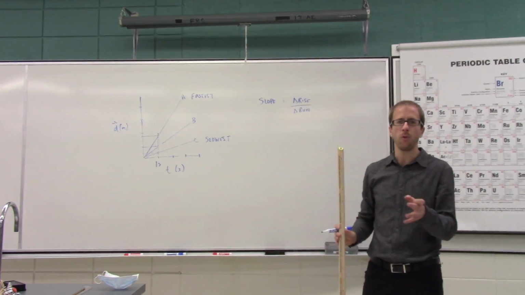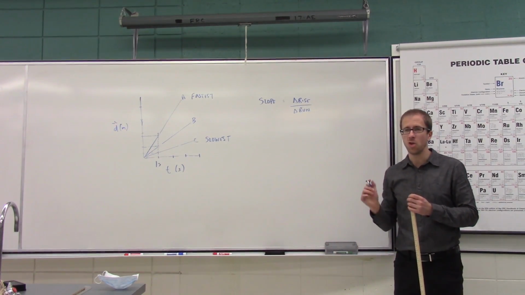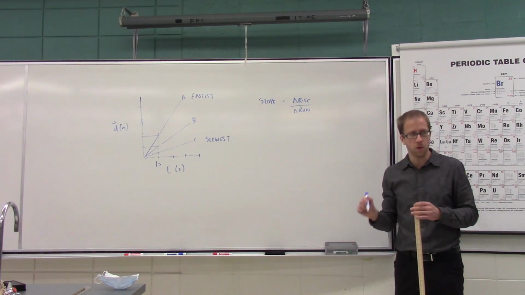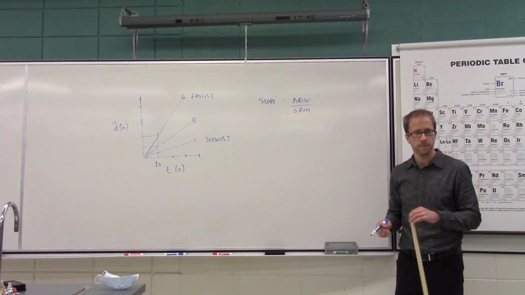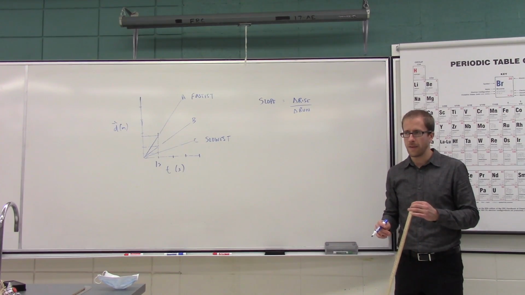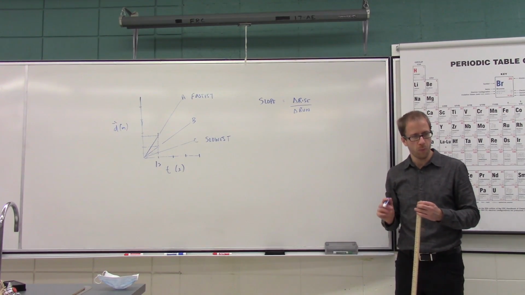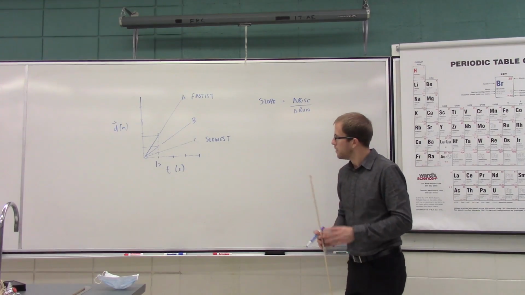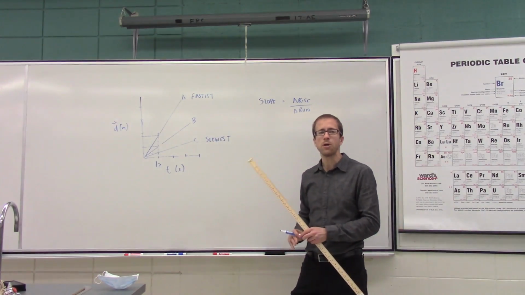Because slope is equal to what? Your slope is your? Velocity. It is your velocity. Does that make sense? Yes, the slope is your velocity. So the steeper the line, the greater the velocity.